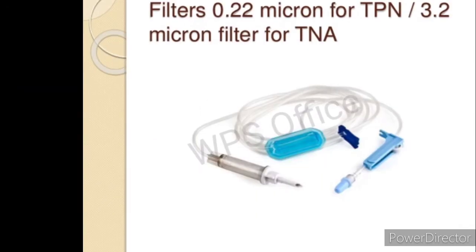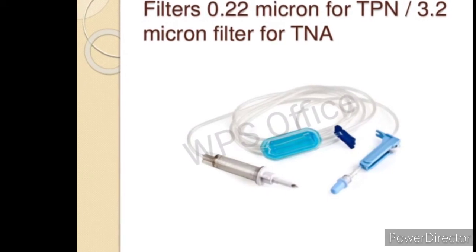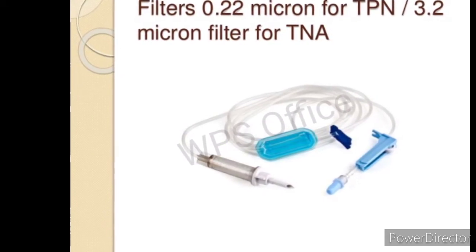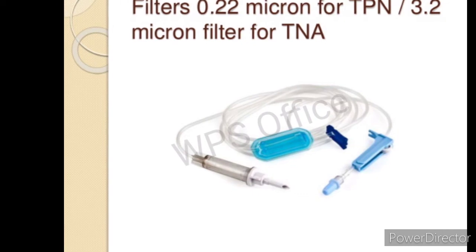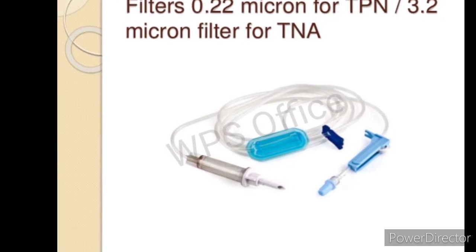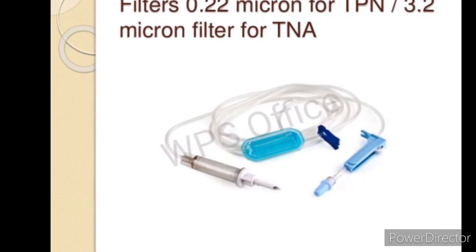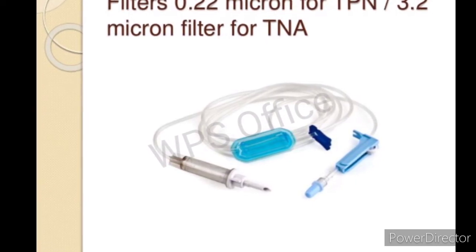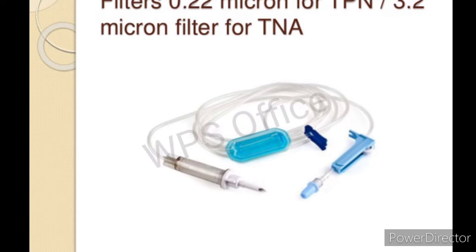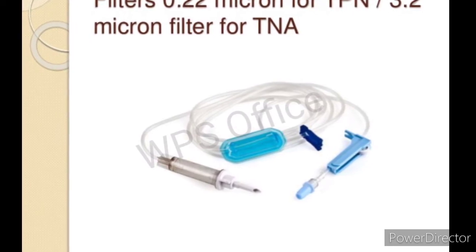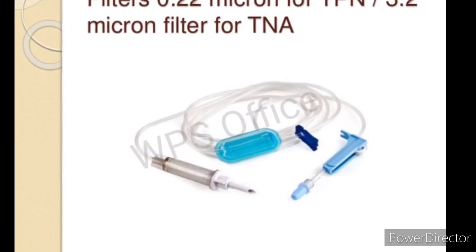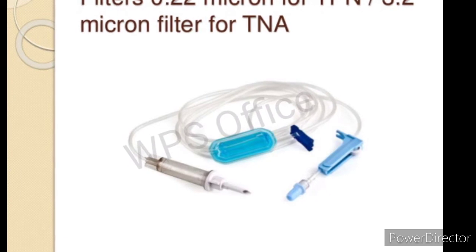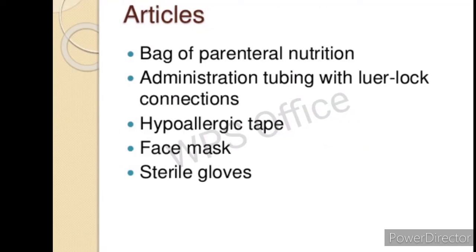Then filters. These filters are attached to the IV line, which will be attached to the central venous catheter. This filter will reduce the risk of particles entering the patient. It will filter out the unwanted particles.